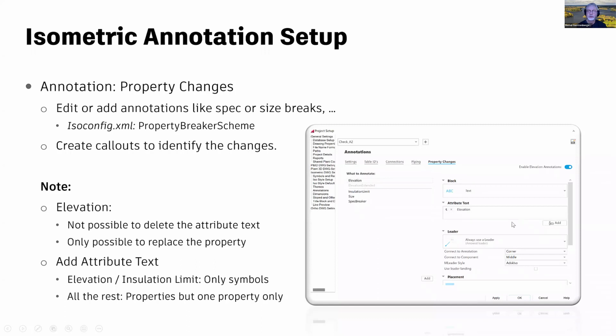If you click add to the attribute text for the elevation and the insulation limit, that was also an exception here, because formerly I showed you the PCF, Plan 3D, and Symbols tabs. For these two property changes, only the Symbols tab is available. For all the rest, all properties are shown: Plan 3D, PCF, and Symbols. But only one property can be used. Meaning if you have already added a property in this text and you click add again, selecting a different property now, this will replace the existing attribute text here.